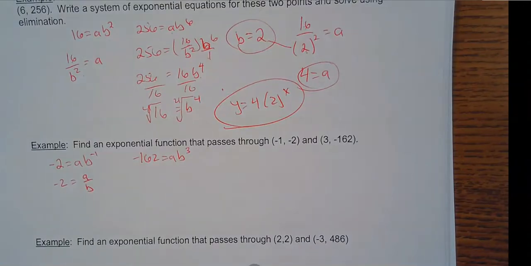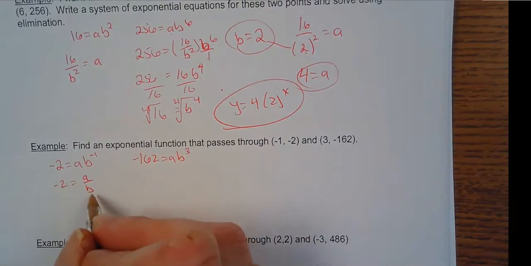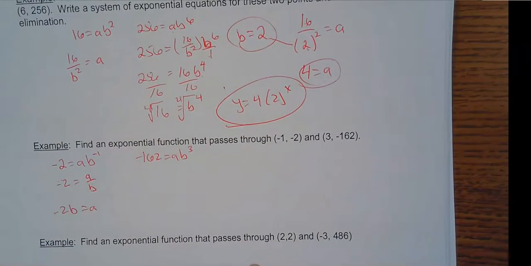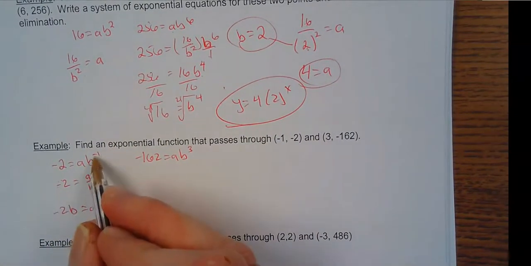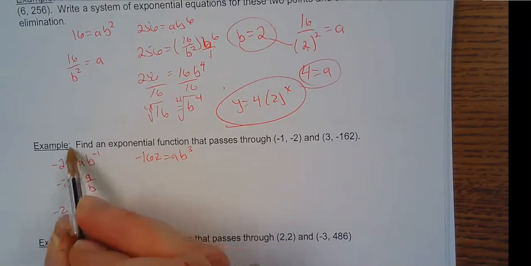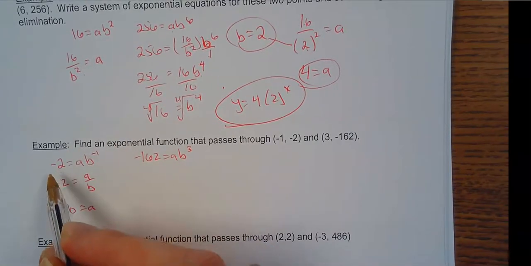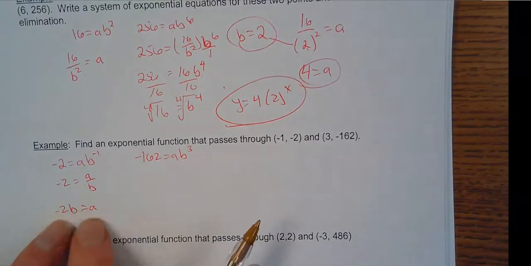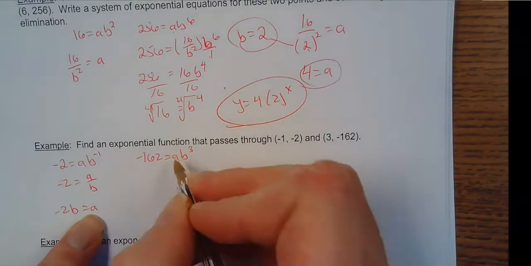So it'd be b to the positive first, and when I want to bring it over, I need to multiply the b over. So it'd be negative 2b equals a. So anytime you have b to the negative 1 power on one side, you can actually move it to the other side as a positive 1 power, because you're going to move it to the bottom and then multiply it over, you'll get this. So now I've got a by itself, plug it in for this a.